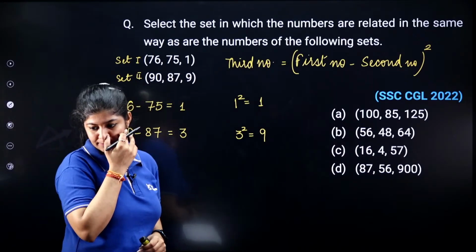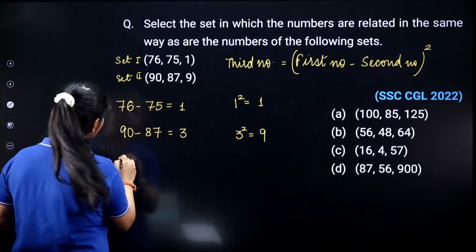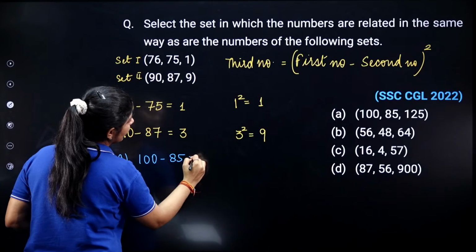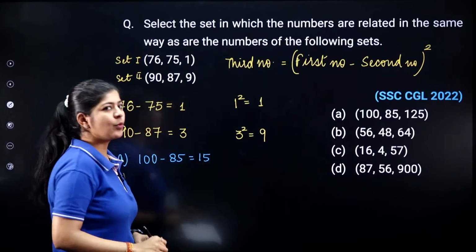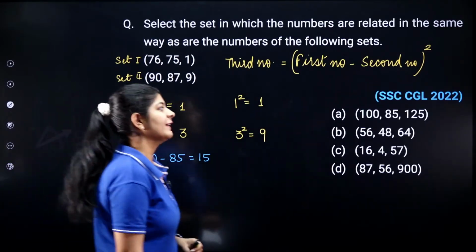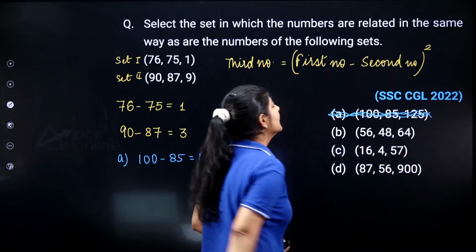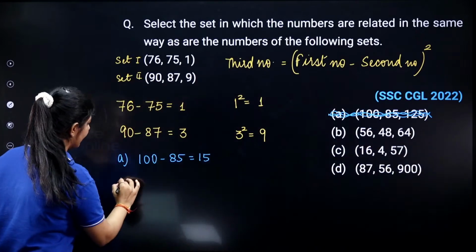Very good, Rahul. Let's see. Option number A: 100 minus 85, we are getting 15, and the square of 15 is 225, not 125. Option number A is eliminated. Next, option number B.